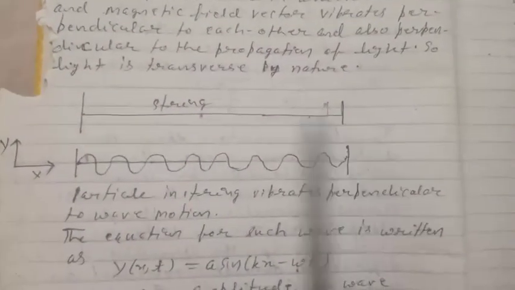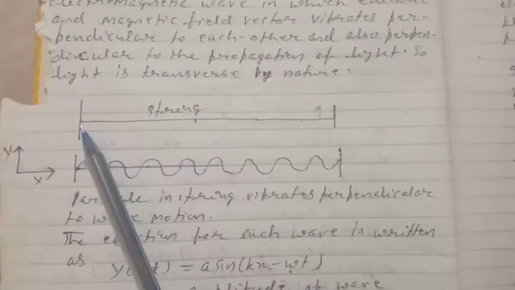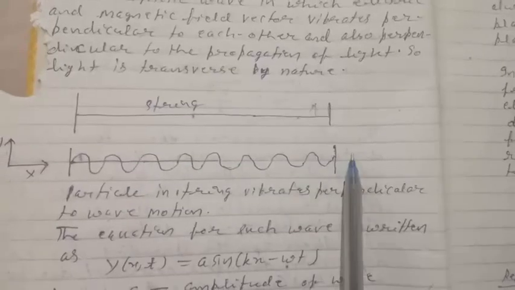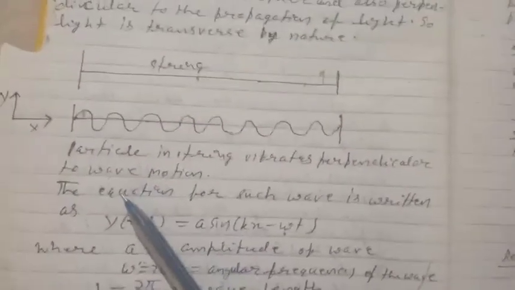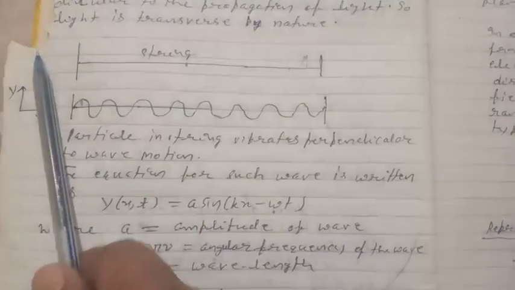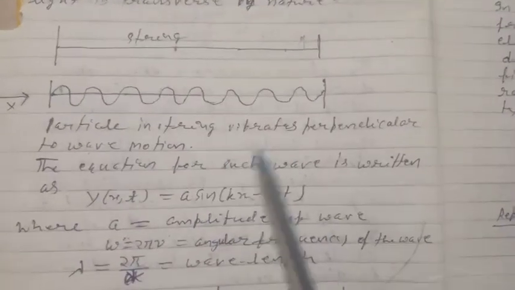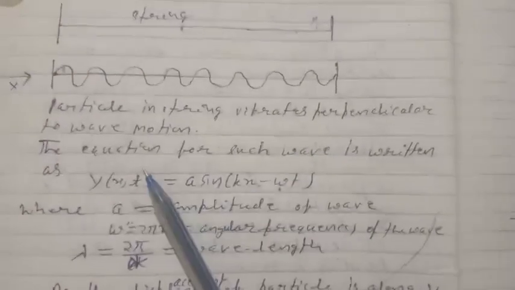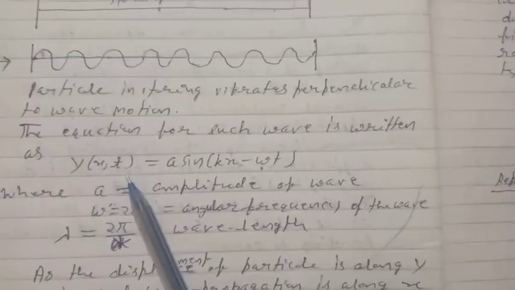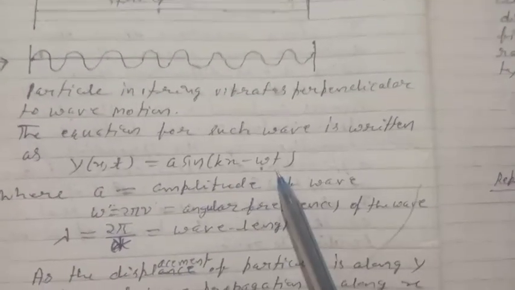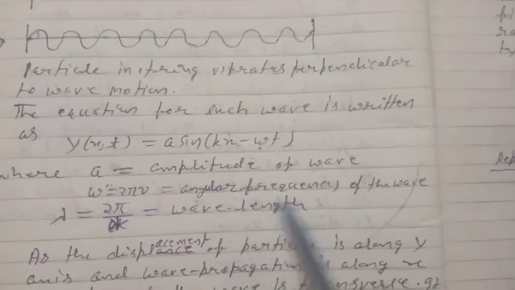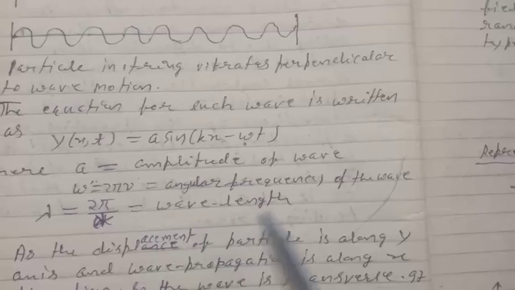Let's consider this is a string. When we set up a vibration in this string, it will look like this. This is the x-axis and this is the y-axis. Particles in the string vibrate perpendicular to the wave motion. The equation for such a wave is written as y(x, t) = a sin(kx - ωt), where a is the amplitude of the wave, ω = 2π times frequency is the angular frequency of the wave, and λ = 2π/k is the wavelength.